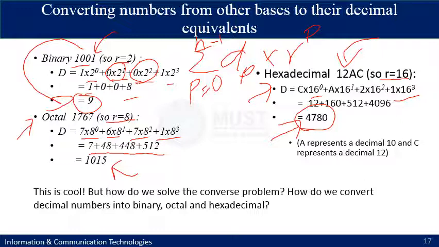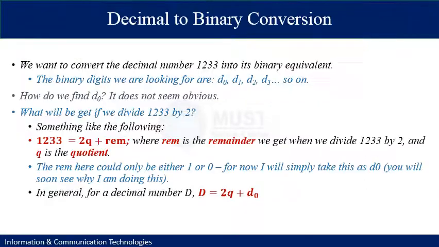So this is very easy, but how can you solve the converse problem? In other words, how do we convert decimal numbers into binary, octal or hexadecimal? As you have seen in the previous example, the common thing to convert numbers into the decimal format was multiplication with the base. However, if you want to convert from a decimal number to any other format, you have to use division.